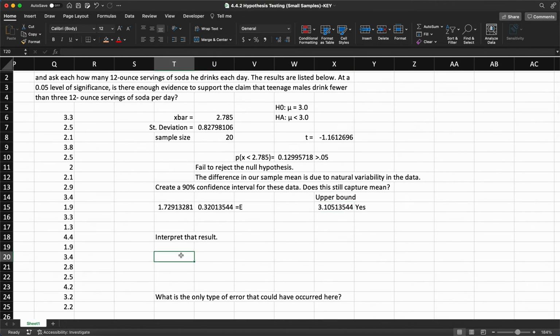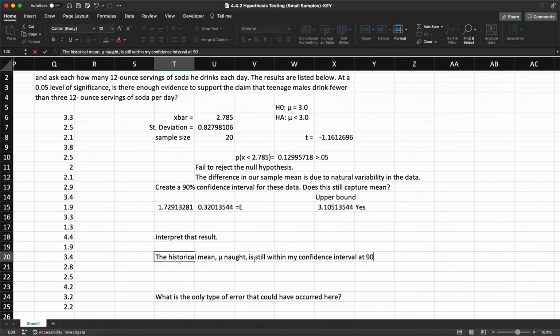Okay? So to interpret this result, the historical mean, mu naught, is still within my confidence interval at 90%, which confirms that we should have failed to reject the null hypothesis.